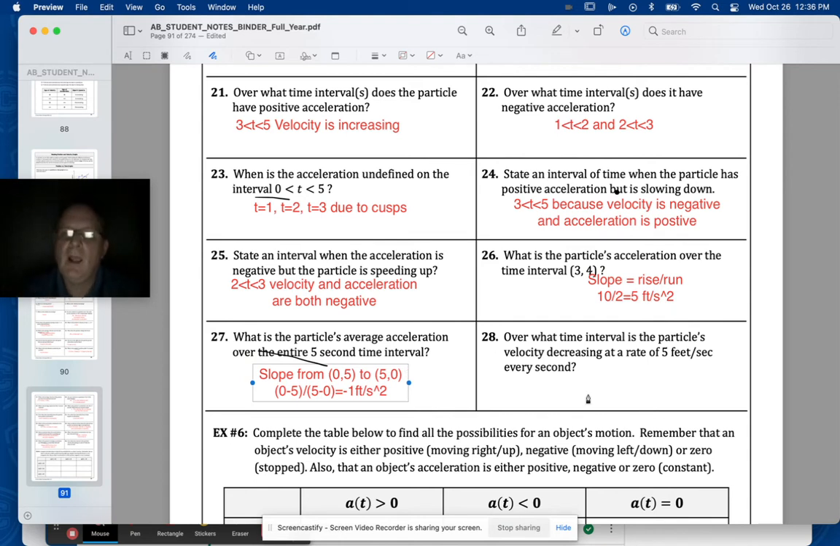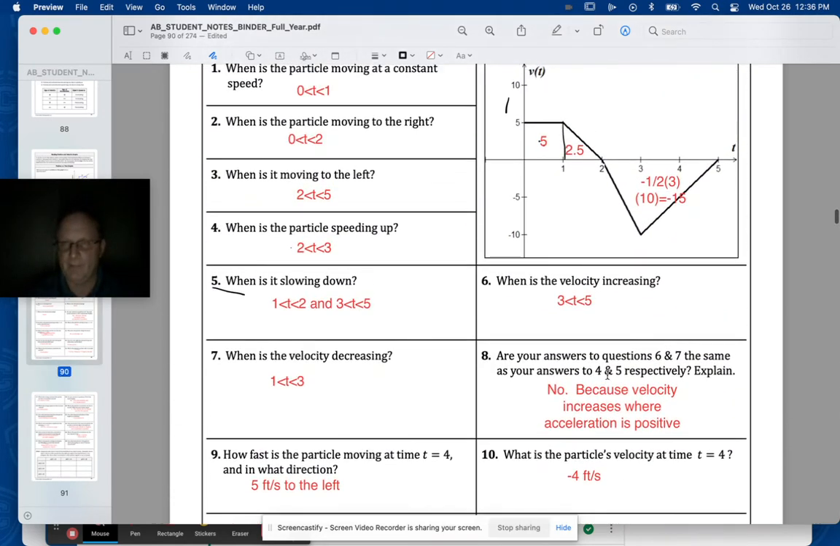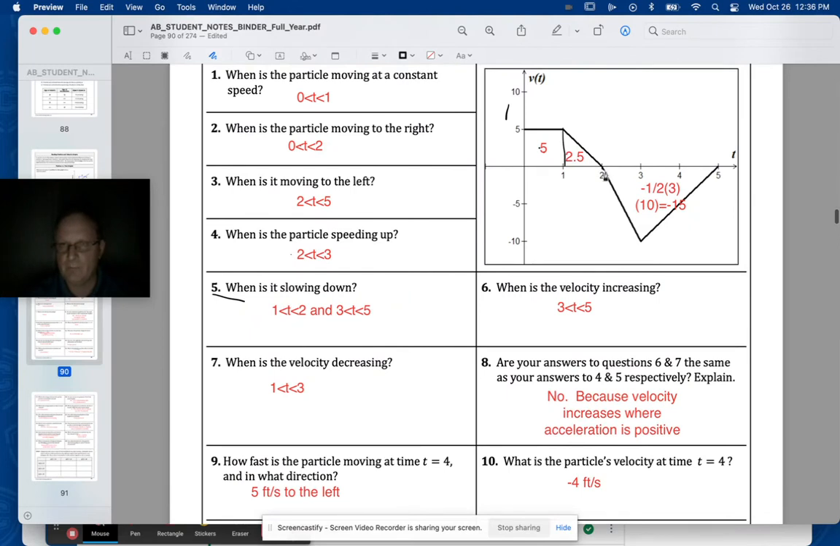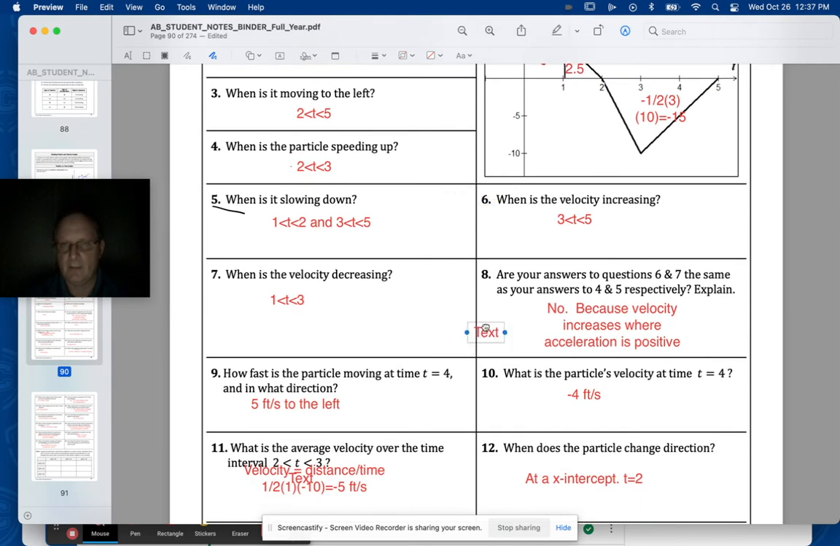All right, 28. Over what time interval is the particle's velocity decreasing at a rate of 5 feet per second? So when is it going down at a slope of 5? It looks like the only time that happened was here. This is steeper than that. This went down 10 in 1 second. This went down 5 in 1 second. So from 1 to 2, we have that occurring.